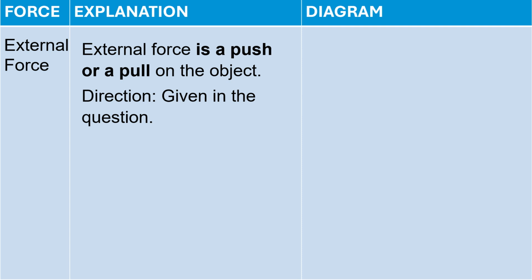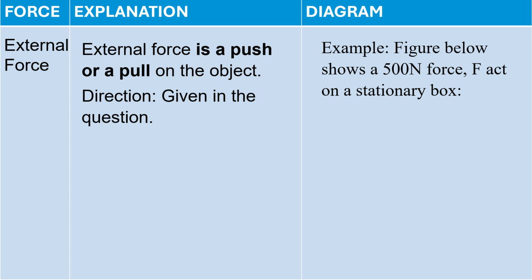Finally, we have external forces. An external force is a push or pull on an object. The agent for external force can vary, as it depends on the scenario described. The direction of external forces is usually specified in the problem. For example, if a 500 Newton force pushes a box, the force acts in that direction. This picture shows an external force. The arrow shows the direction and size of the force.